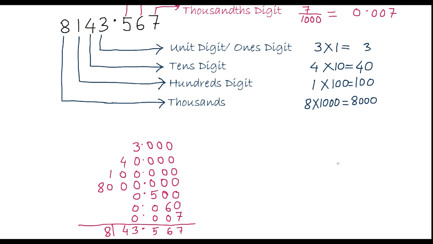So these are the values of the places before and after the decimal point. And this is a decimal number. This is how we write and read decimal numbers.